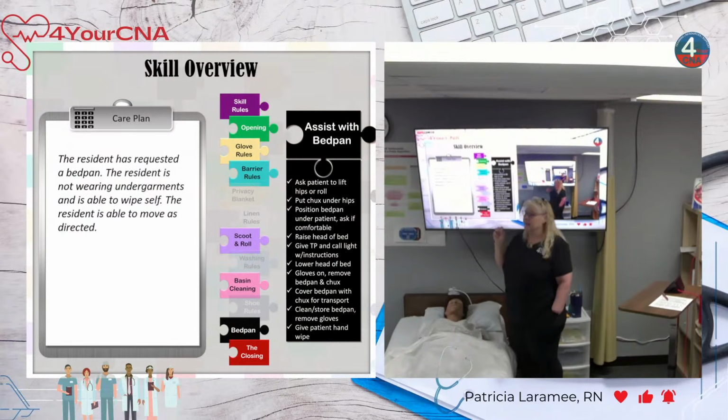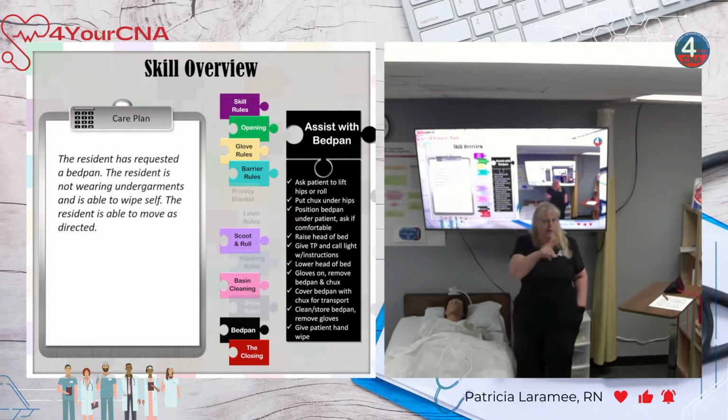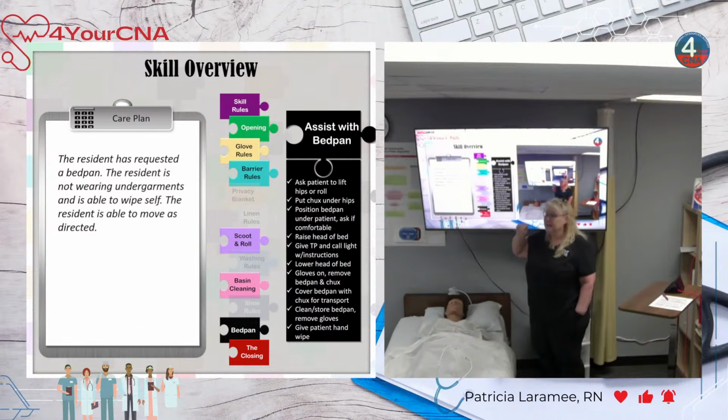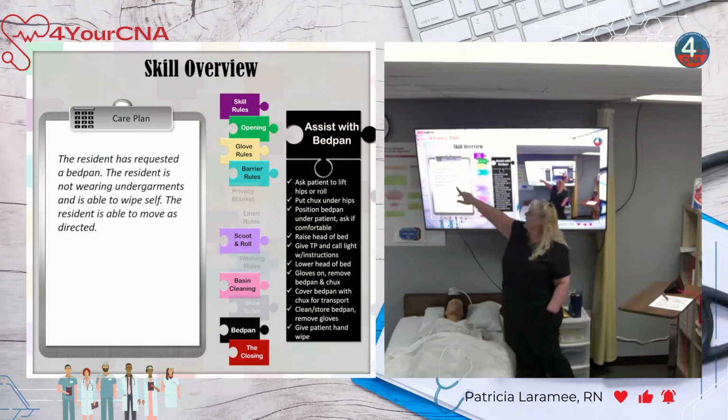Says the resident is not wearing undergarments. So I don't care what your eyes see. What does our care plan say? So do not try to take clothing off of the patient during the test, because the evaluator will point at the care plan and say, what does the care plan say? Care plan says you don't need to do that step. They're not wearing undergarments. Those things do not exist. Got it? So nobody's going to be trying to pull your pants off. They shouldn't be. Okay. Then it says the resident is able to wipe self.